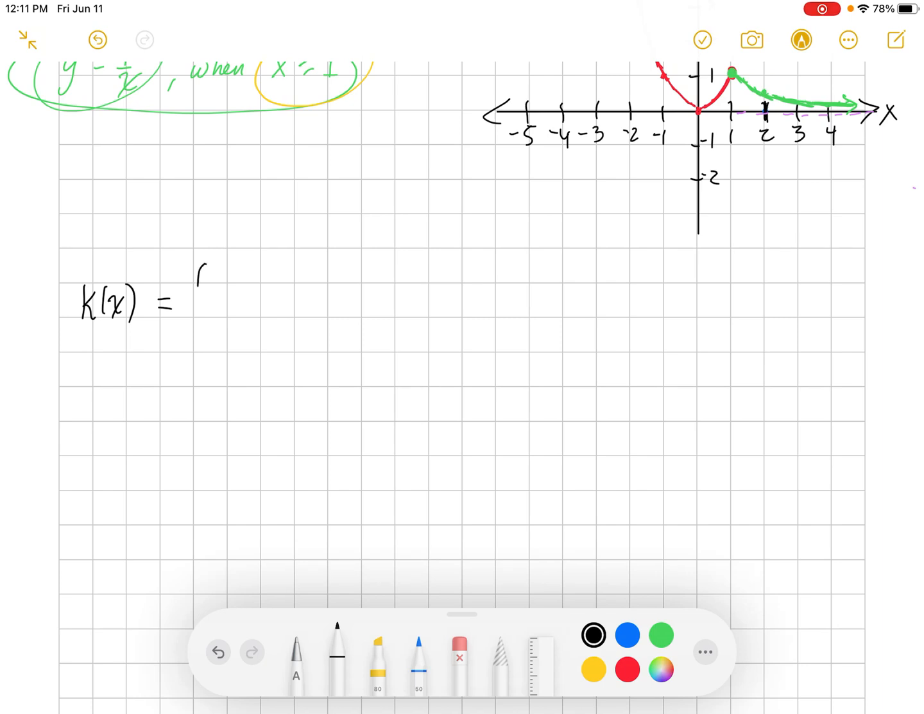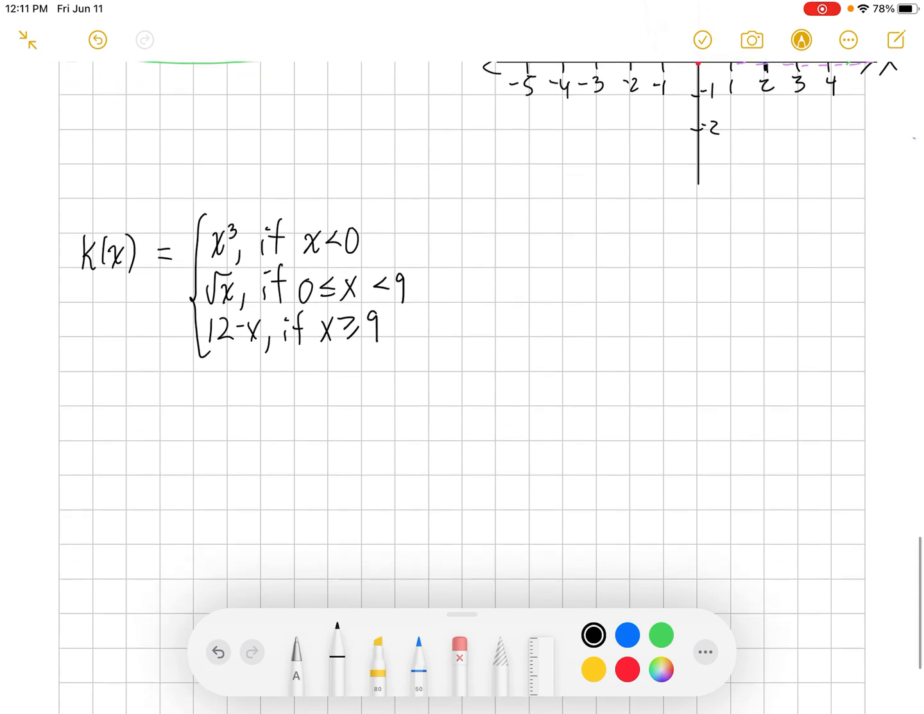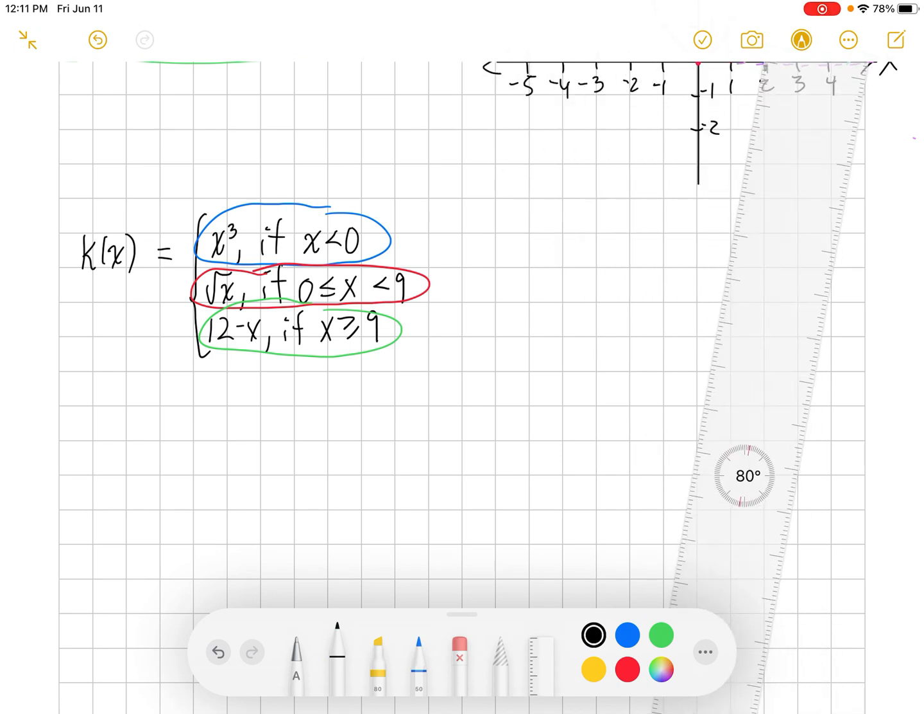Let's call this one K. It's going to have 3 pieces. X cubed, when x is less than 0. The square root of x, when x is between 0 and 9. And 12 minus x, when x is greater than or equal to 9. Call the first one blue, second one red, third one green.